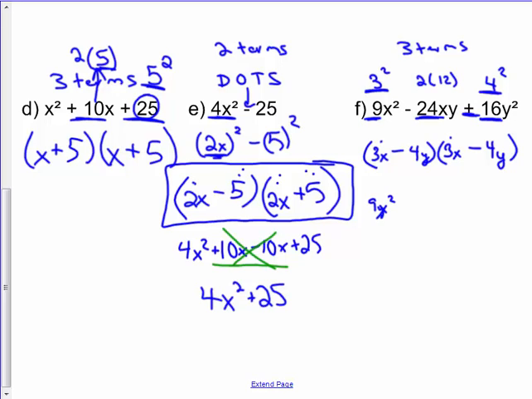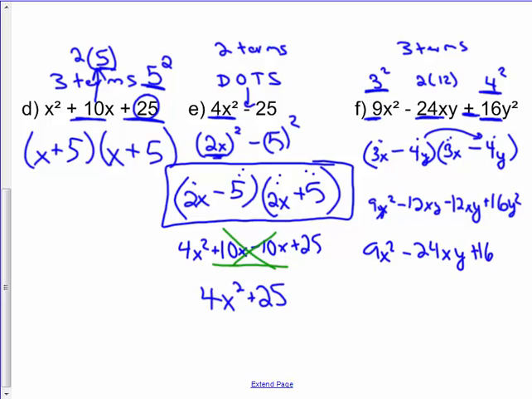Notice here, when I multiply this out, I'm going to get a minus 12xy and a minus 12xy. So that's why it's double 12, or 2 times 12. And notice my first and last terms are correct as well. So it does check out. So the answer is 3x minus 4y and 3x minus 4y. You could write that as 3x minus 4y squared.